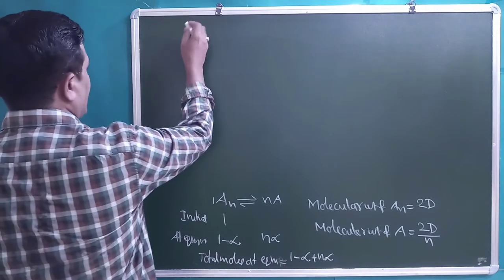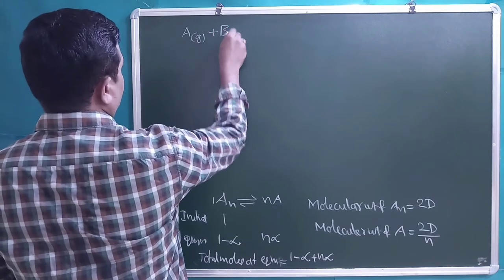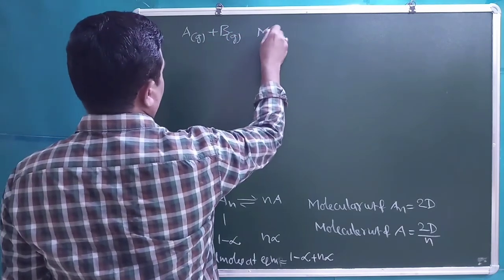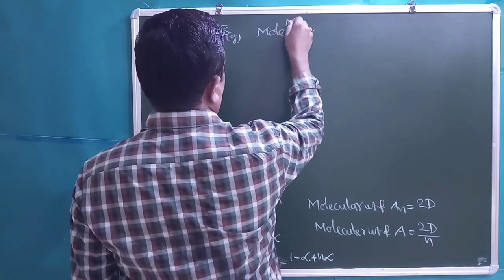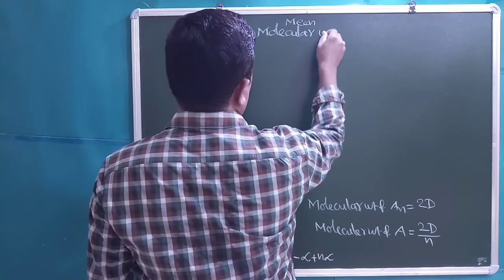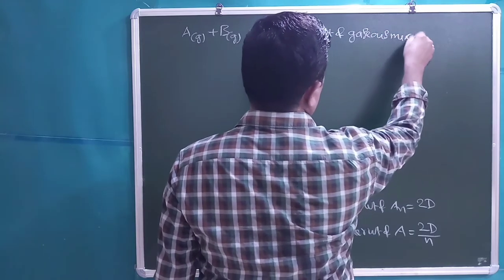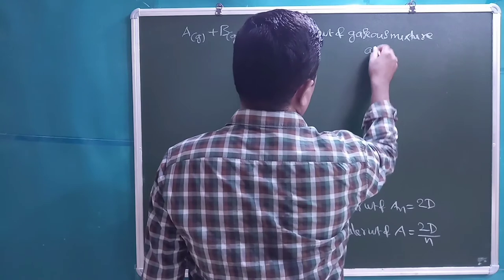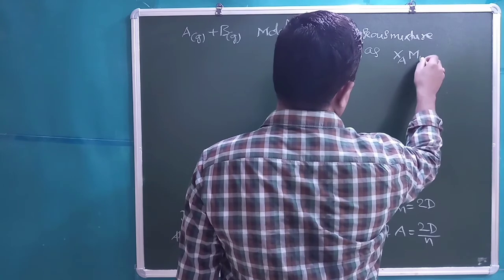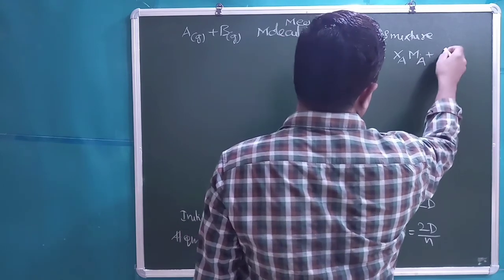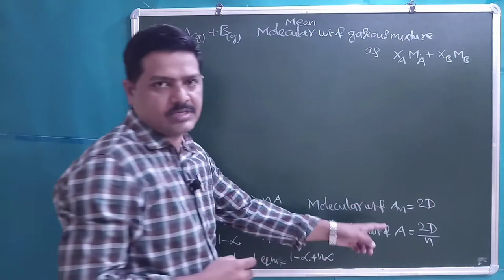Students, if a gaseous mixture is present, A gas plus B gas in a vessel, then we will use a formula generally called the mean molecular weight of a gaseous mixture: mole fraction of A, XA, multiplied by molecular mass of A, plus mole fraction of B multiplied by molecular mass of B. This formula we are going to use now.